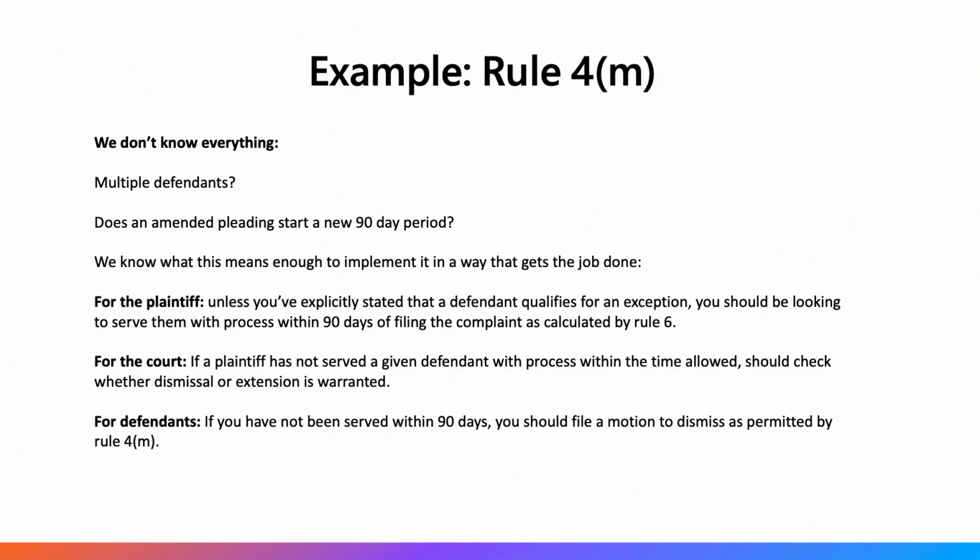The thing is, though, that we do know enough to give people really valuable feedback. If you are someone that filed a complaint in a federal district court, and you haven't told me explicitly that your defendant is subject to one of these exceptions, we know that you should probably serve them with process within 90 days, right? That's a safe assumption.